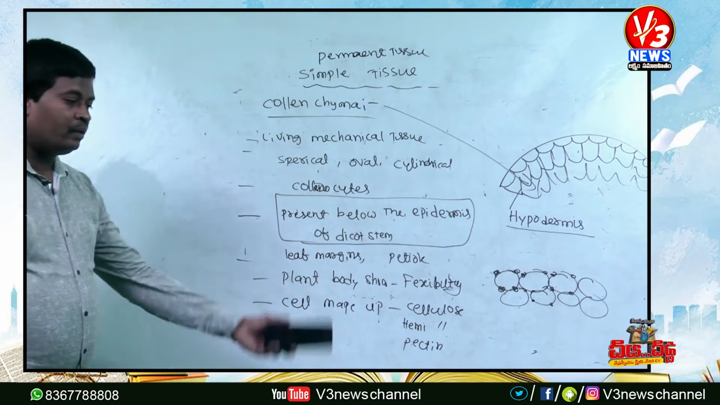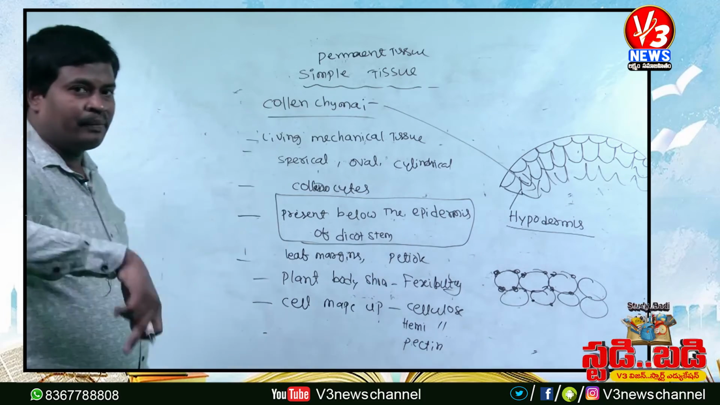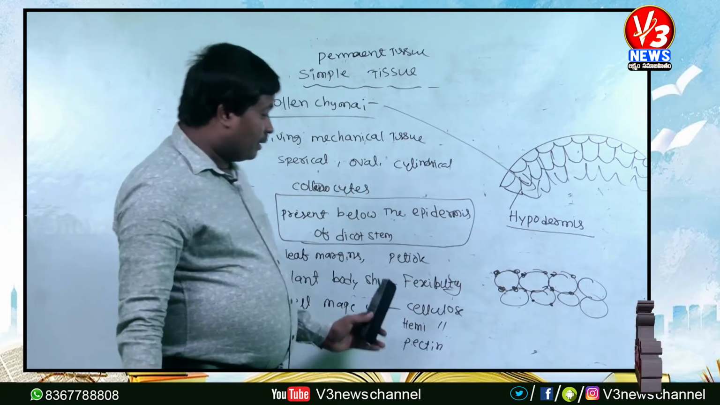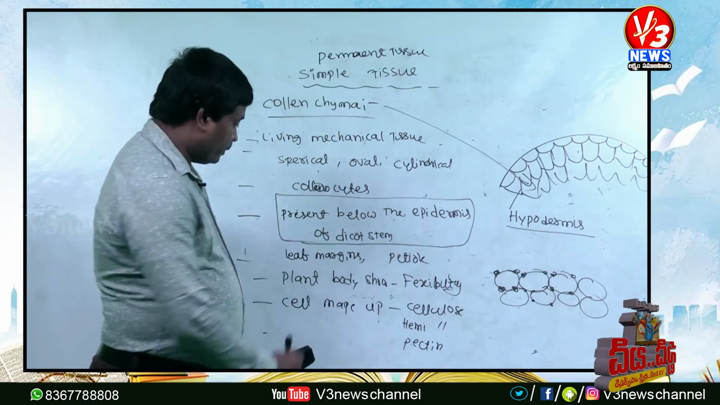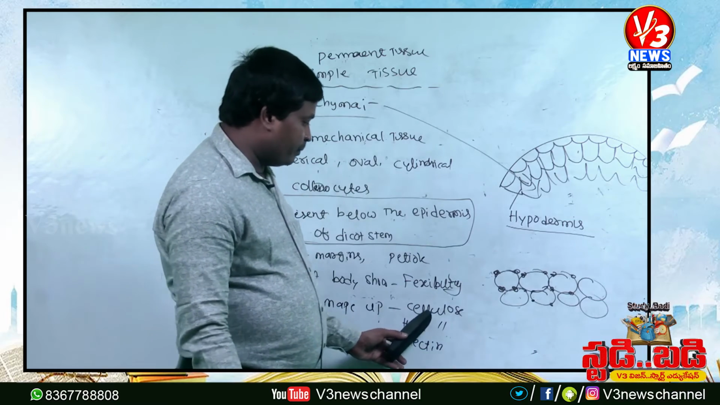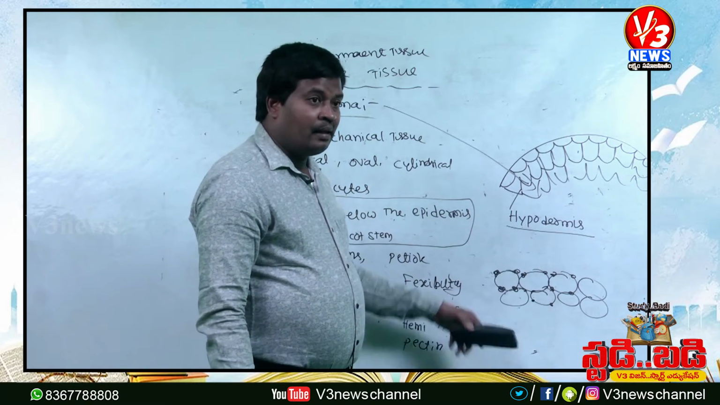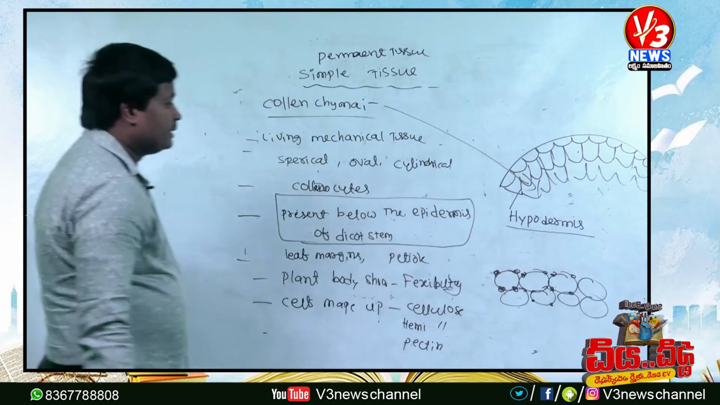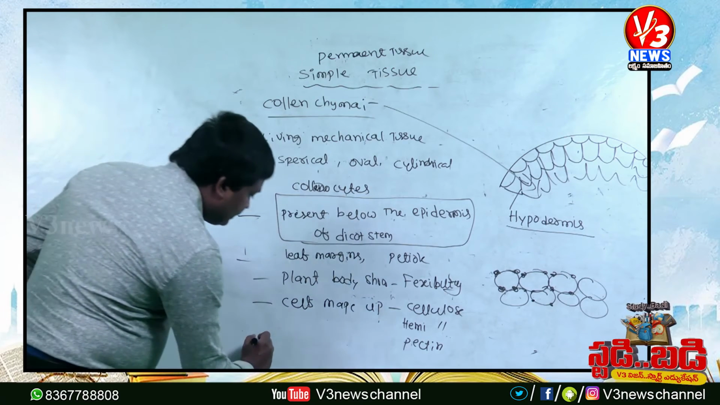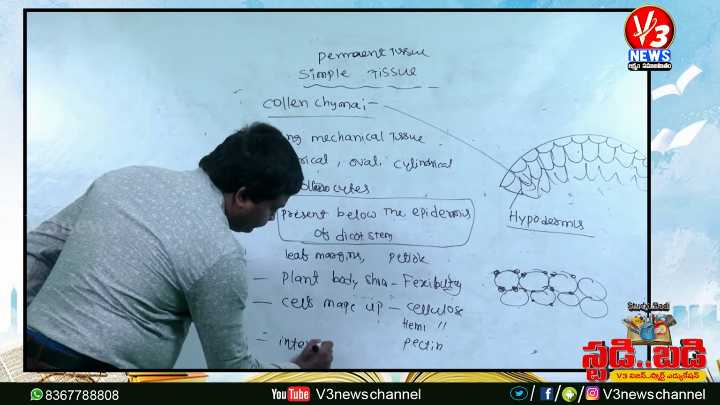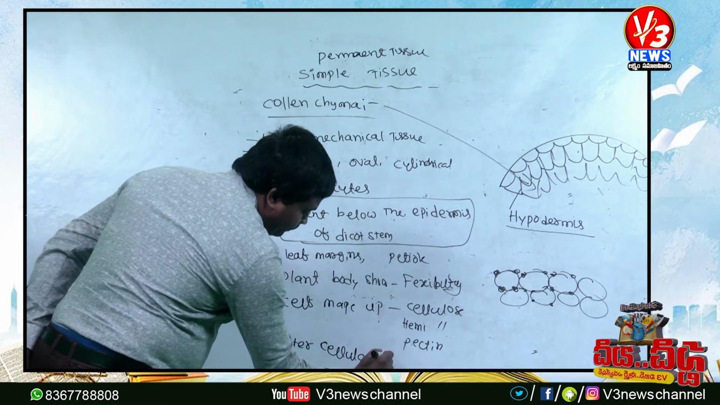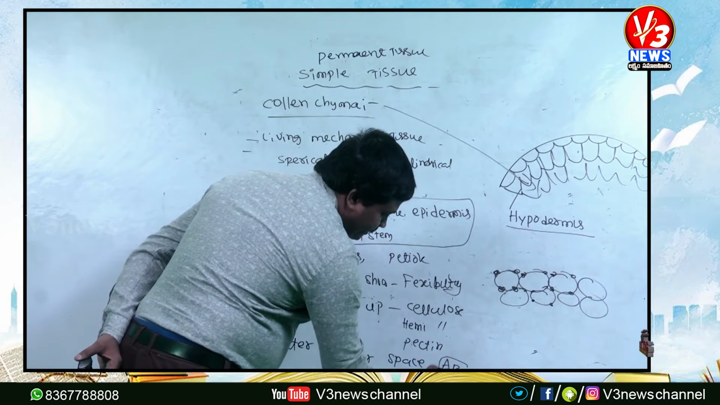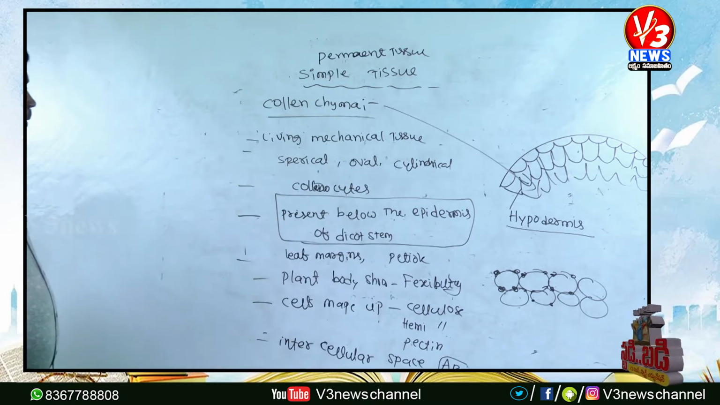For example, in parenchyma, the cellulose is deposited throughout the cell wall. But collenchyma cells are made up of cellulose, hemicellulose, pectin, hence it is called pectocellulose. Pectocellulose deposition is only at the corners of the cells in collenchyma. Intercellular spaces are absent.